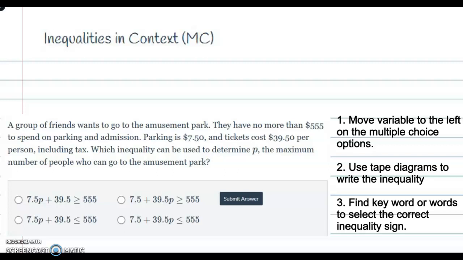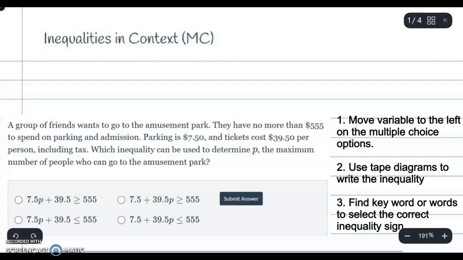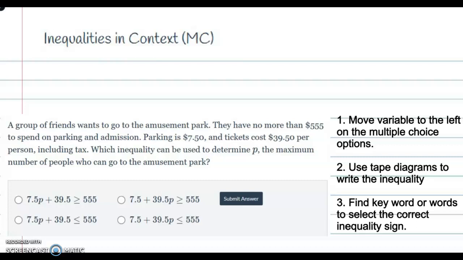Hey everyone, thank you for checking out Mr. Ware's videos, and today we're looking at inequalities in context, and there'll be multiple choice. You have to pick the correct one. So let's take a look at our first problem here.